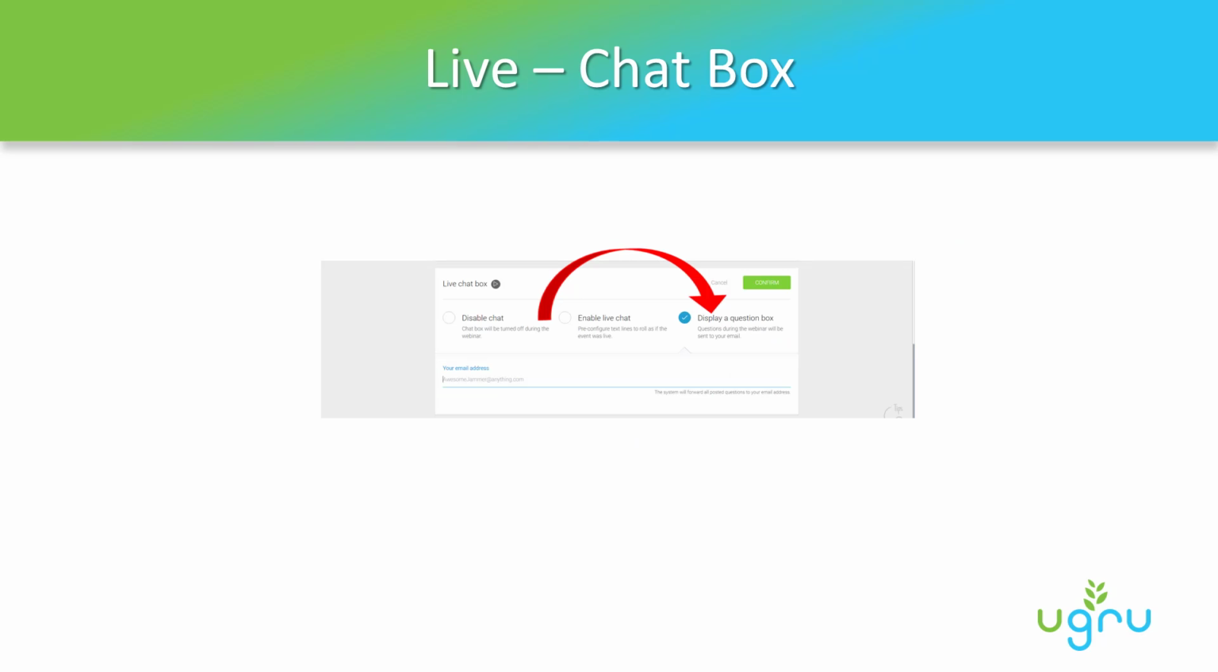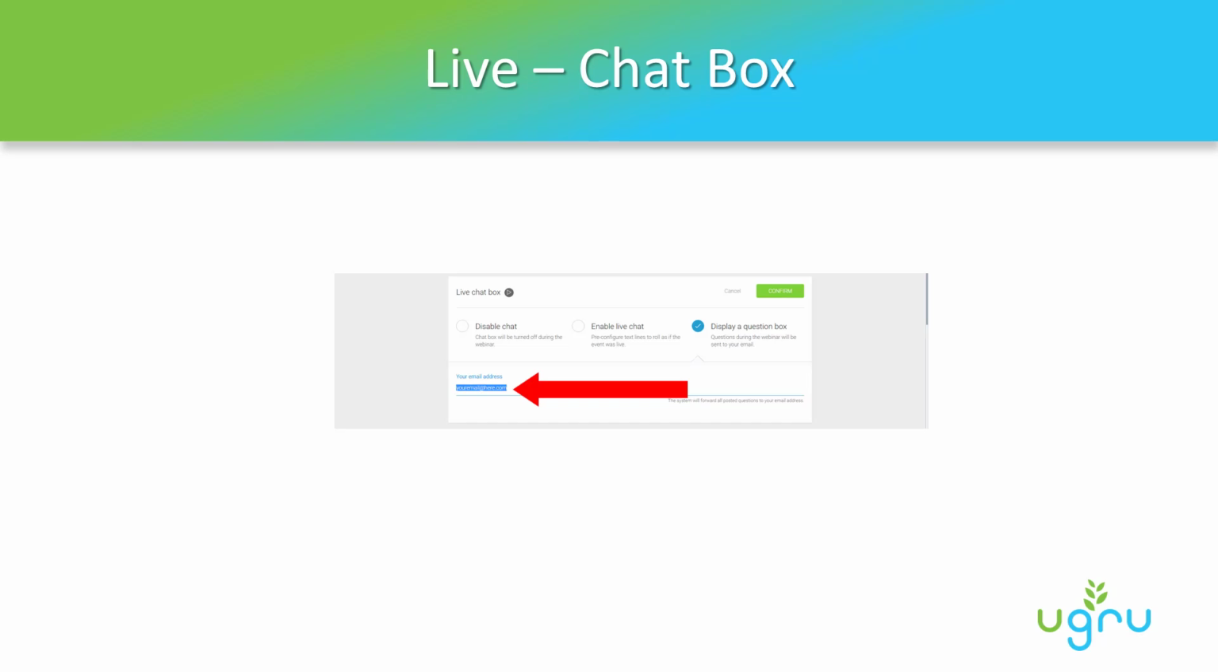If instead of a live chat simulation, you want attendees to send you a question directly to your email, then select the Display a Question box option. By doing so, all questions or concerns will be sent to your inbox at the specific time the attendee is sending the message. Now, once you select this option, you'll be asked to enter the email address you wish the notifications to go to. And that's it. Then hit confirm. Now you can answer any questions at any time through your emails.